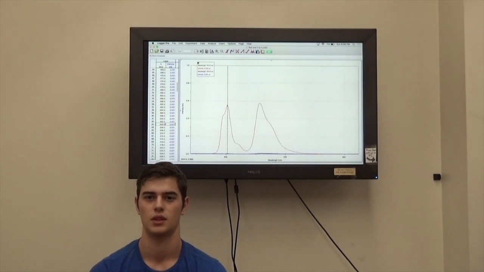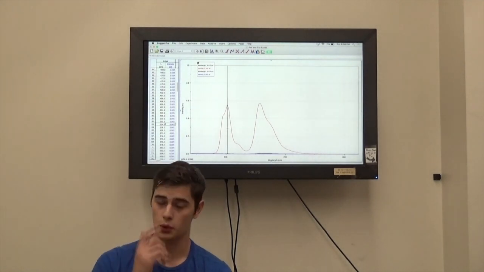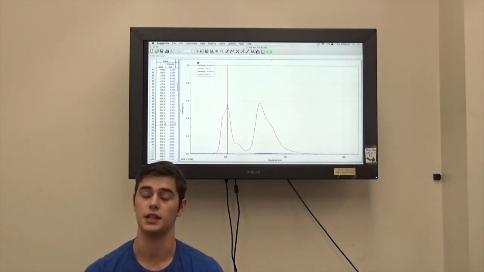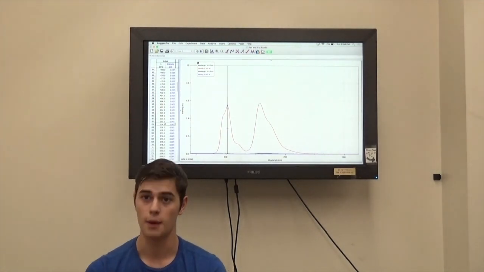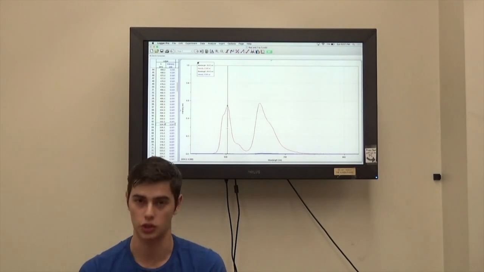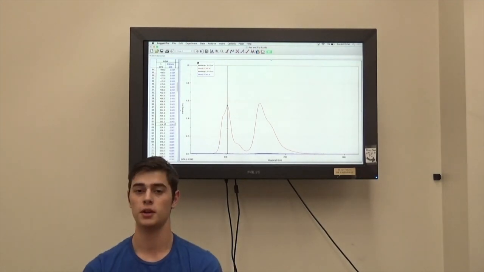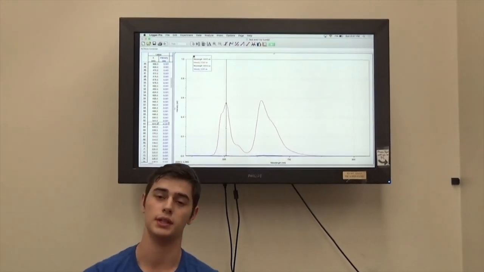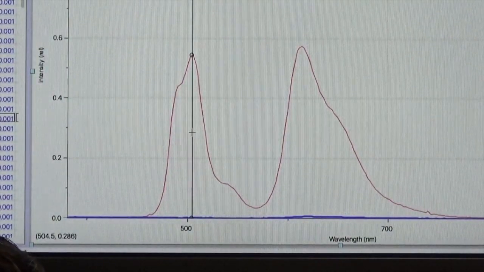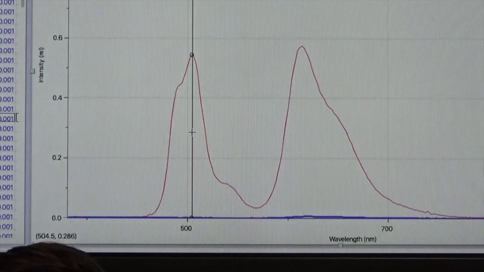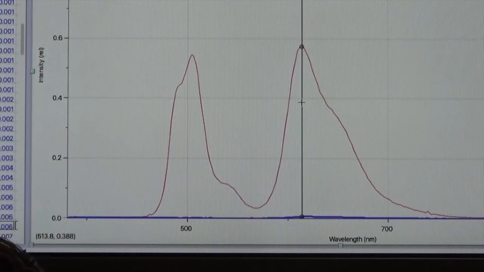Why are there two peaks on the graph? There's two peaks on the graph because both the green dye and the red dye have different lambda maxes, which is their differentiating characteristic based on their molecular structure. Now, in our experiment, the green dye had a lambda max at 504 nanometers, and our red dye had a lambda max at 614 nanometers.